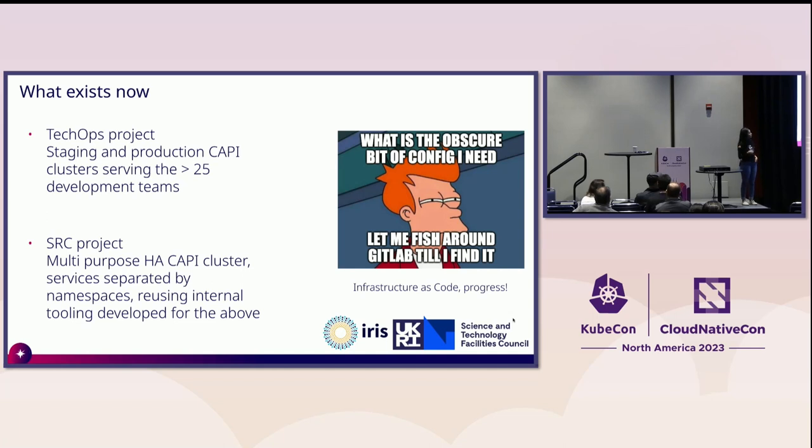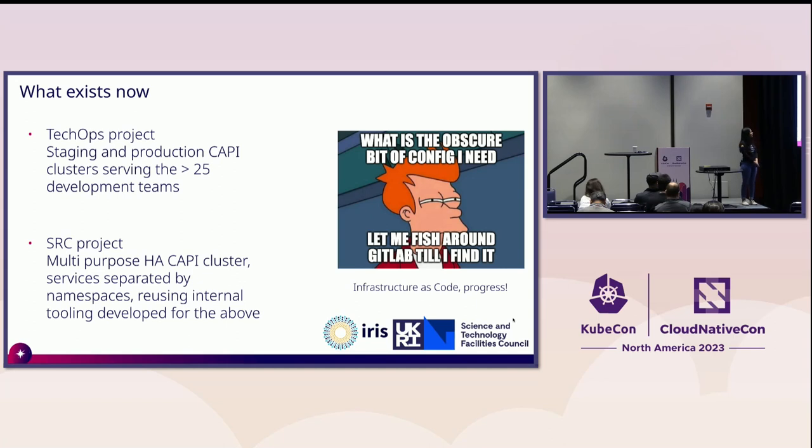And having moved to the ClusterAPI-based deployment strategy, the TechOps project mainly consists of a staging and production cluster that serve the development teams, housing the same services that I mentioned earlier. And on-demand clusters are also now possible as a result of this transition, but not yet used in earnest. The production cluster is about a 1,000 CPU-ish cluster with large nodes, and the staging cluster replicates the services, but not the size.